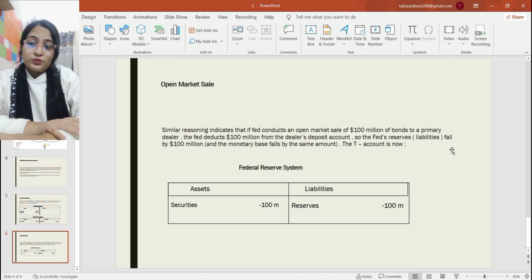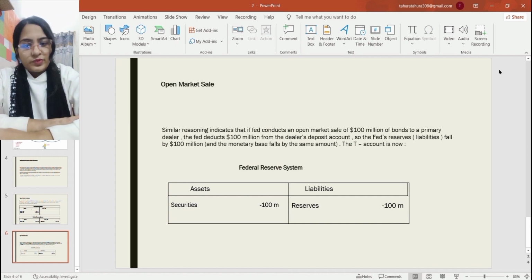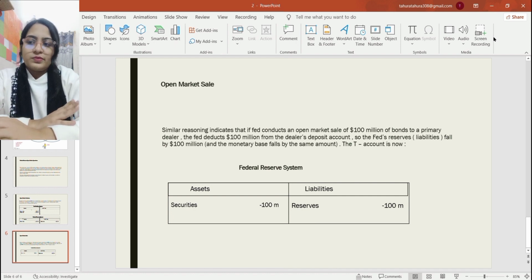To better understand, we can see a T account of the open market sale. Here, assets will be reduced by $100 million and reserves will be reduced by $100 million, because when the Federal Reserve System conducts an open market sale, the securities will be reduced and the reserves will also be reduced by $100 million. And this is the process of open market operation by the Federal Reserve System, and by this open market operation the Federal Reserve System controls the monetary base.